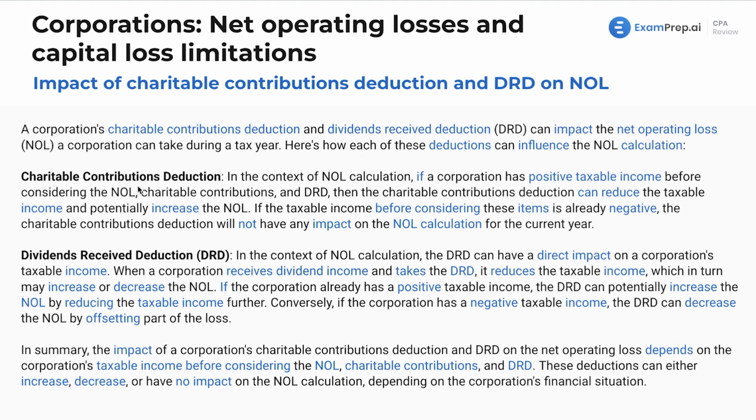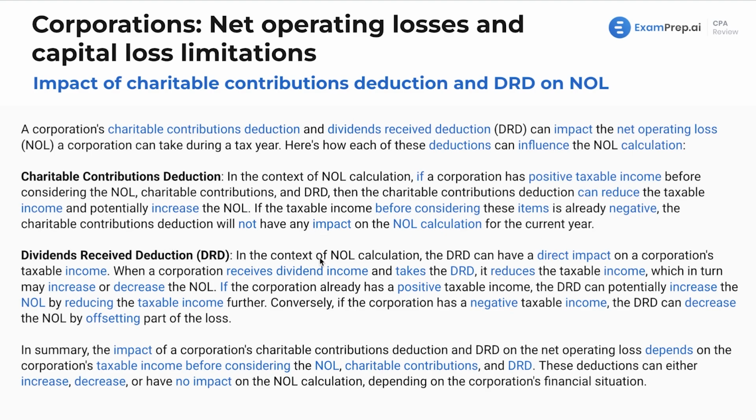First, we've got the charitable contributions deduction. So for calculating NOL, if a corporation has positive taxable income before considering the NOL, charitable contributions, and DRD, then the charitable contributions deduction can reduce the taxable income and potentially increase the NOL. If the taxable income before considering these items is already negative, the charitable contributions deduction will not have any impact on the NOL calculation for the current year. Again, I know we've seen this already in this lesson. This is just something I want to make sure we really beat to death and you're aware of.